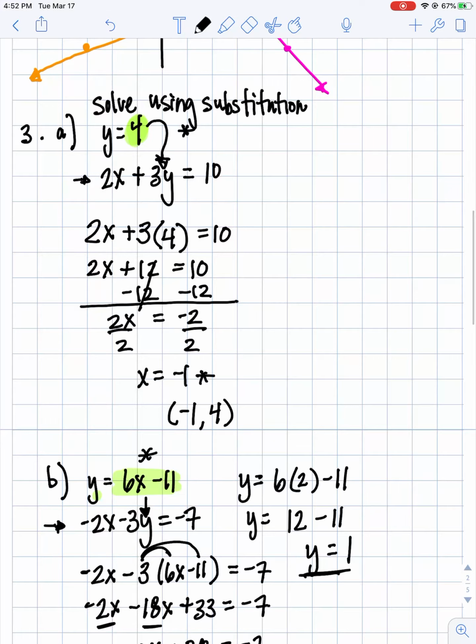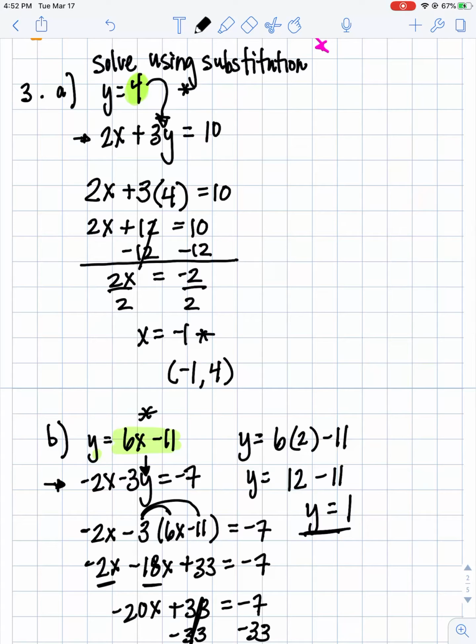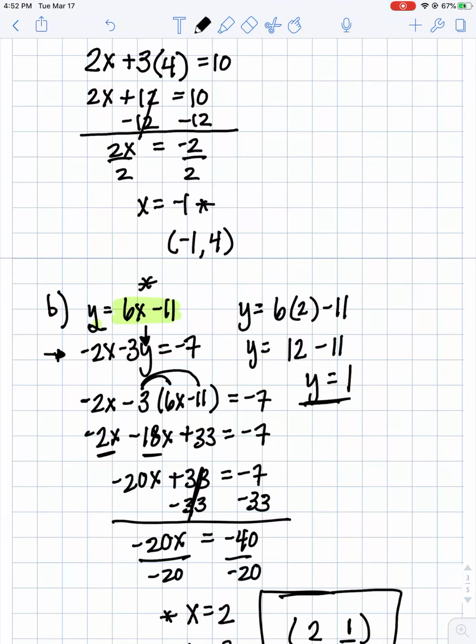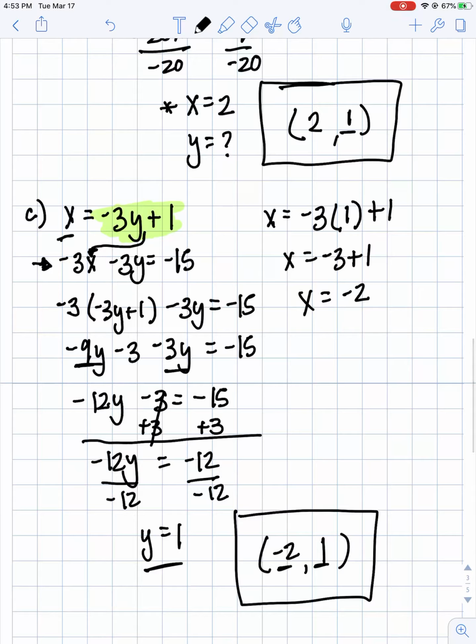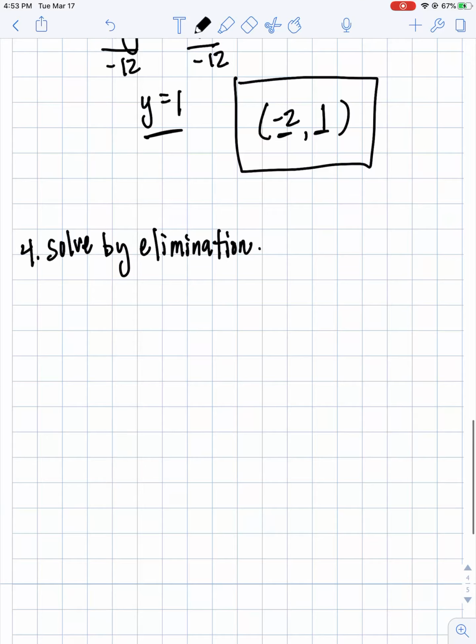When do we use substitution? When we have a variable isolated. So in A, y was isolated. In B, y was isolated. In C, x was isolated. So when you have a variable isolated, substitution is easier.